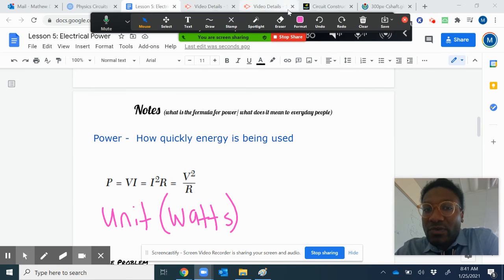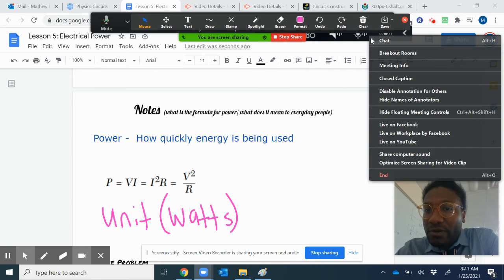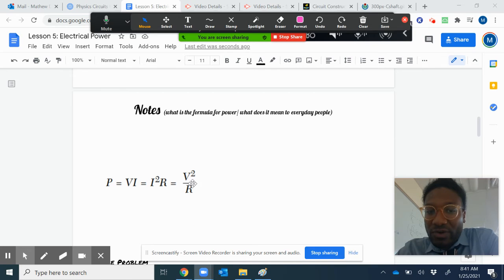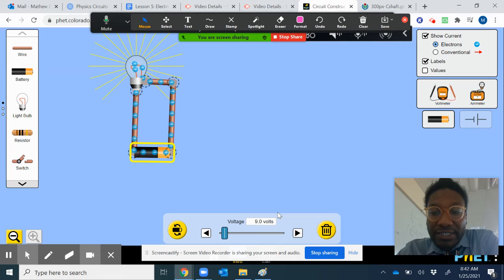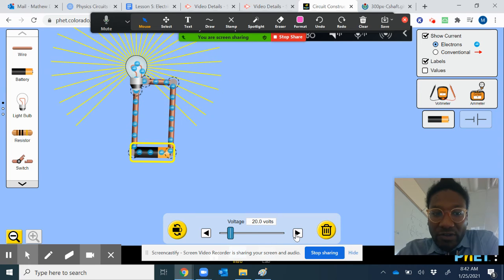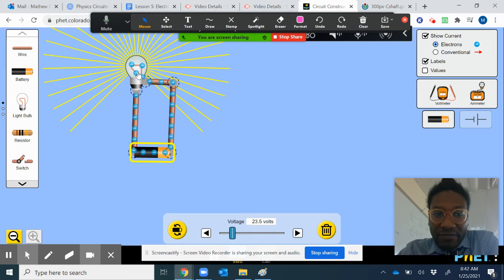All right. So I think we're ready to start talking about what that looks like in the real world. So here goes our bulb. If I wanted to increase the energy being used, if I want to increase the wattage, I would just increase the voltage. And you can see as I increase the voltage, the bulb gets brighter. The wattage of the bulb grows. So higher watts means a brighter bulb. Lower watts, less bright.